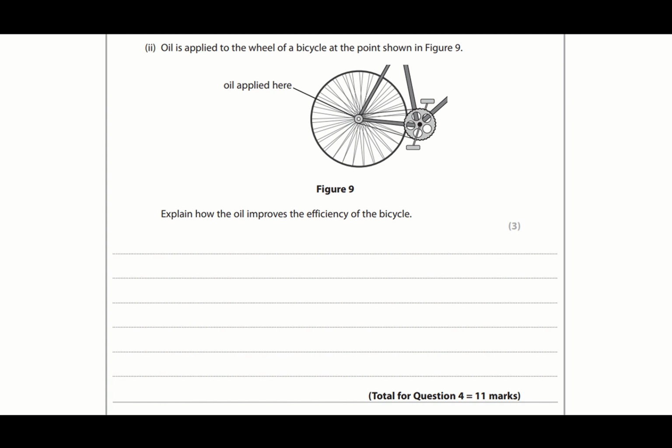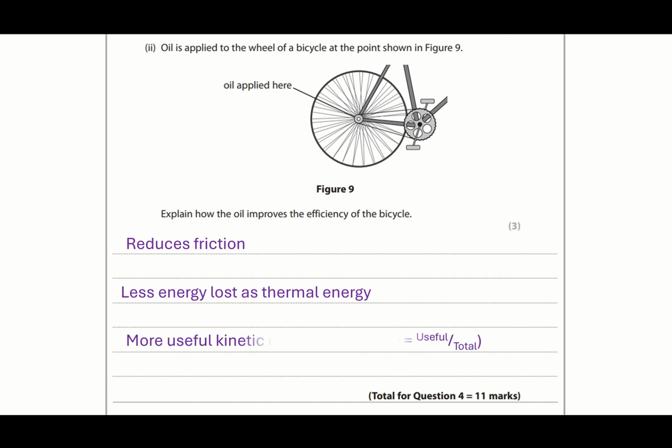Oil is applied to the bicycle. Explain how this improves the efficiency. The marks here are for talking about friction: oil is a lubricant and will reduce friction, so less energy will be lost as thermal energy, and there is more useful kinetic energy, because efficiency equals useful over total. Use the formulas in your booklet all the time. They're written for you at the back. And there we go, that question is done.